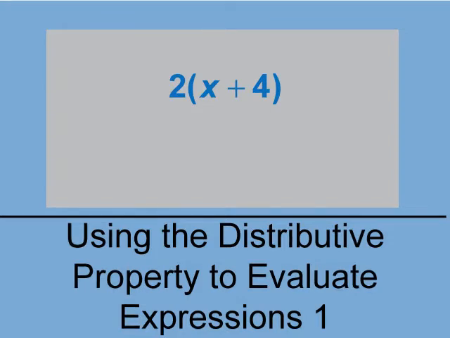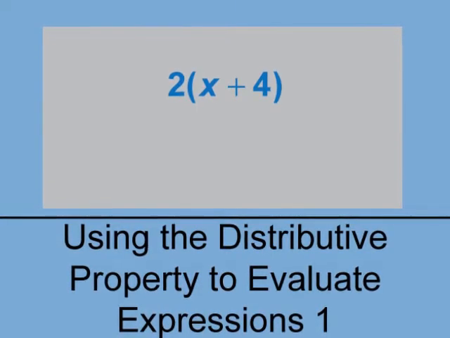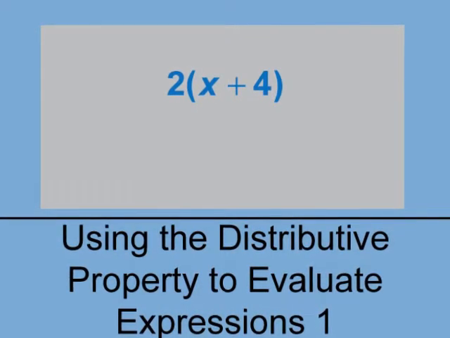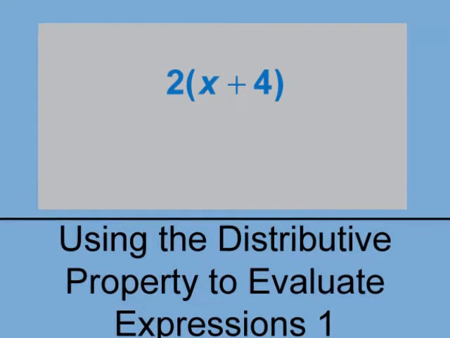The distributive property allows you to multiply a factor across multiple terms of an expression. In this video, we will look at the case where the constant terms a and b are positive. Let's start with an example.